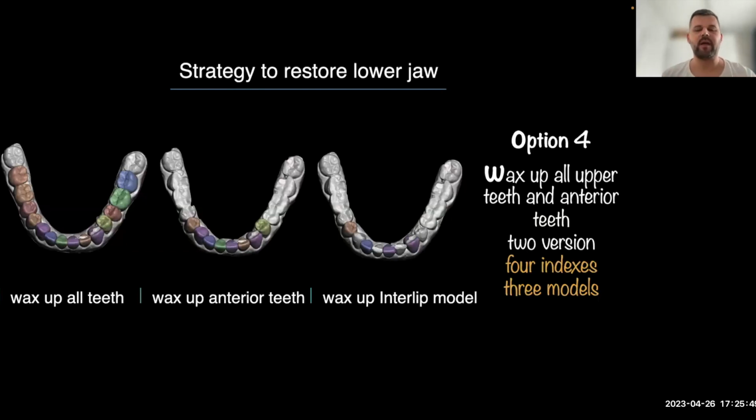It's in half of the teeth only restored. And in this situation, you will receive 3 models, but 4 indexes. But for me, it's too much. I would like to make the process simple. For me, the third option will be the best.